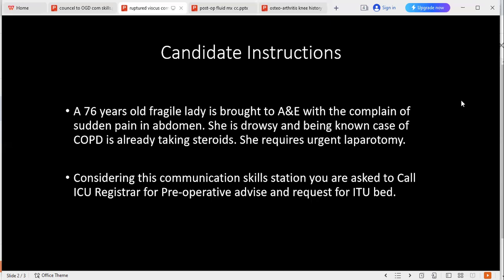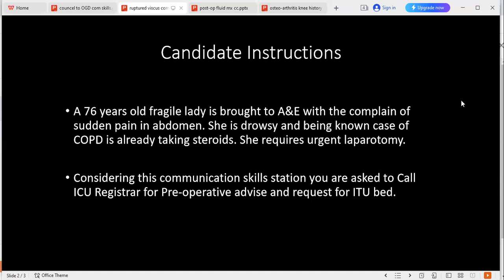So I'm calling you to get some advice about preoperative optimization before going to the theater, and I would like to arrange a postoperative ITU bed. So can you help me in that?